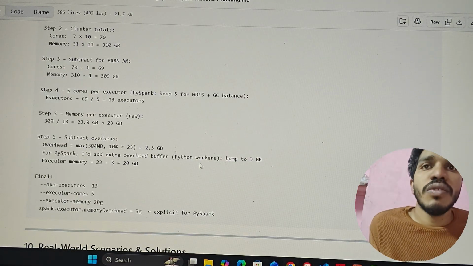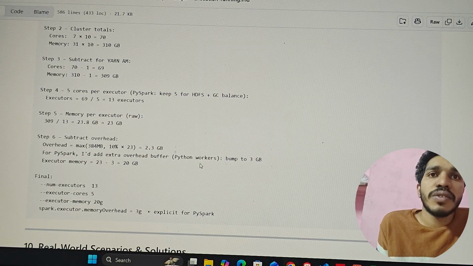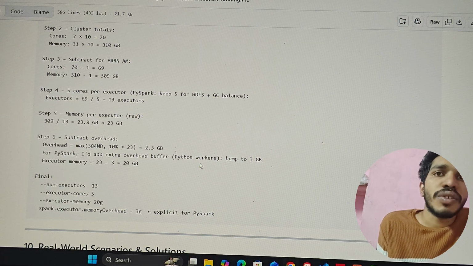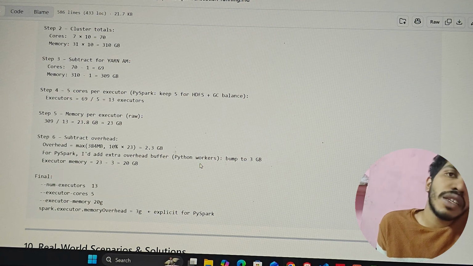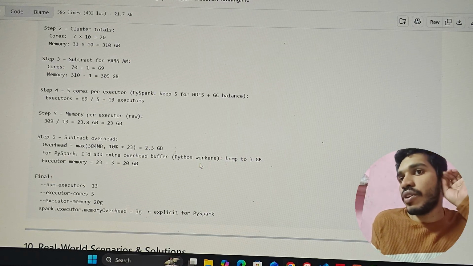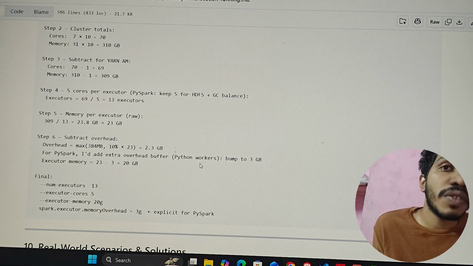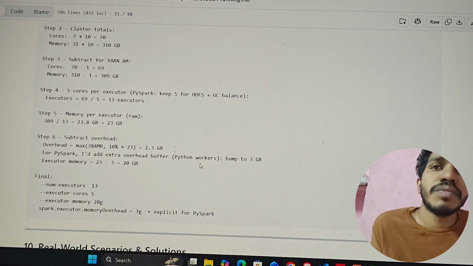Step 4, 5 cores per executor. Spark keeps it at 5 for HDFS throughput plus garbage collection balance. So executors is 69 divided by 5, which is about 33 executors, and memory per executor is 309 GB divided by 30, which is 23.8 GB, near about 23 GB. We are taking 23 GB memory per executor.